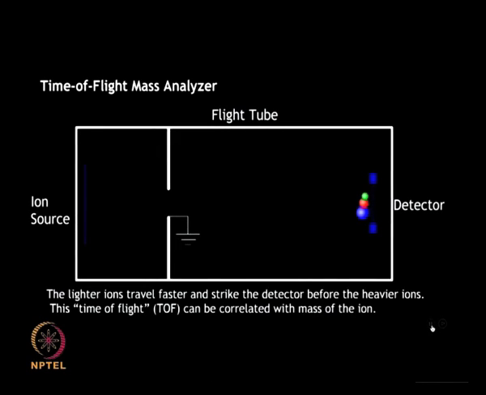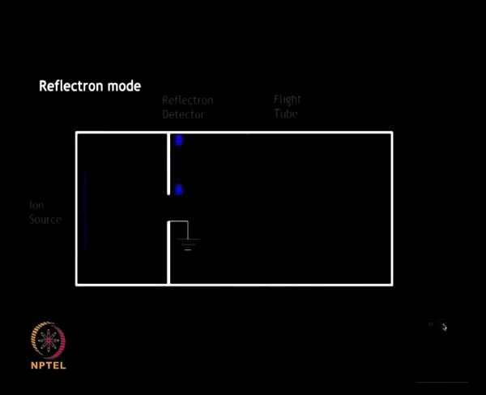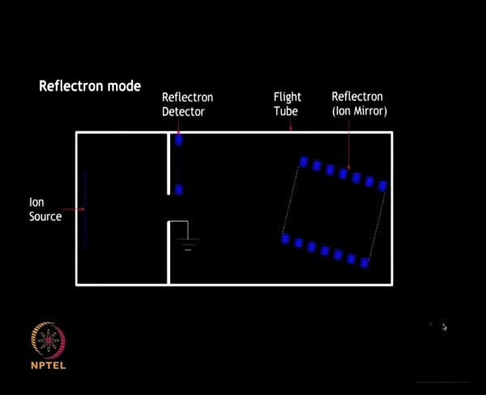So, the lighter ion travels faster and strikes the detector before the heavier ion reaches the detector. This time of flight through the TOF tube can be correlated with the mass of the ion. So, the flight time of the ions can be correlated with the mass to charge ratio. As we talked earlier, the TOF analyzer can also be operated in the reflectron mode. This is more commonly used for proteomic studies.